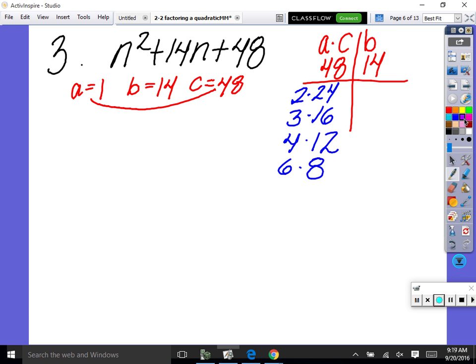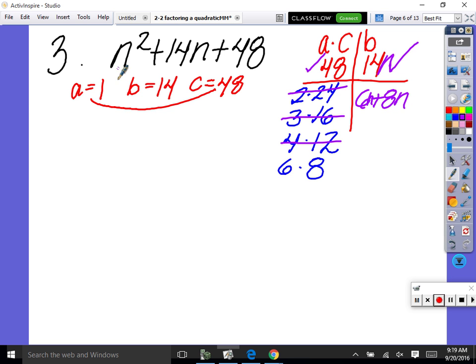Which ones could possibly add up to be 14? 2 and 24? Nope. 3 and 16? Not quite. 4 and 12? 6 and 8. Okay, 6 times 8, does that equal positive 48? Yes. Does 6 plus 8 equal positive 14? Yes. So those are our factors. Now remember, 14n was what we're really looking at, so we're going to put n's on those.